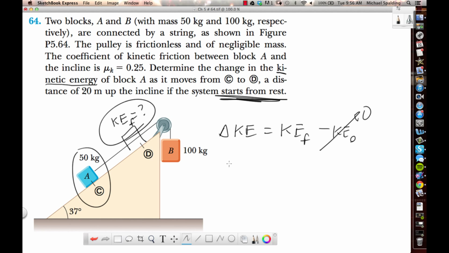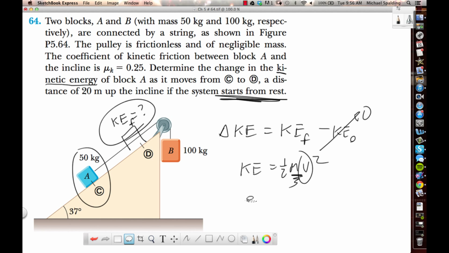So what's the equation for kinetic energy? Kinetic energy is 1/2 mv squared. So do we have the mass of Block A? Yeah. So long story short, what do we need to find? The velocity. Now look, some of you may have tried this approach.